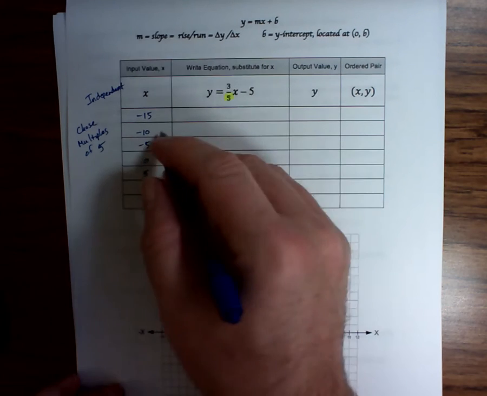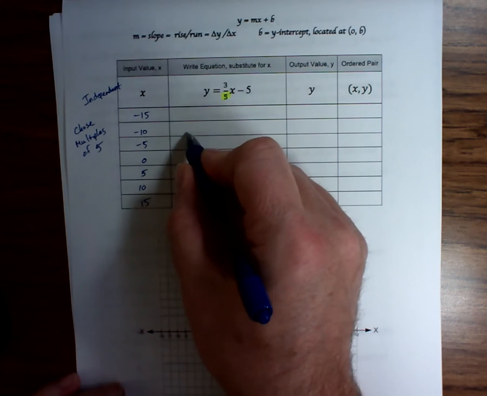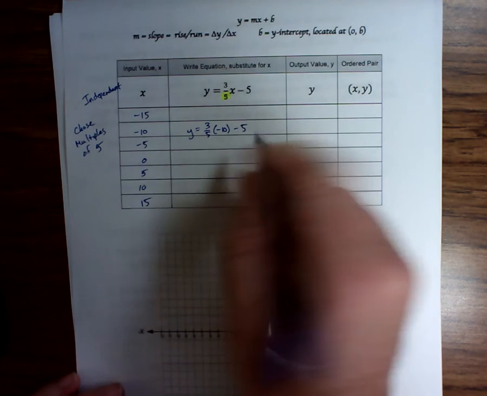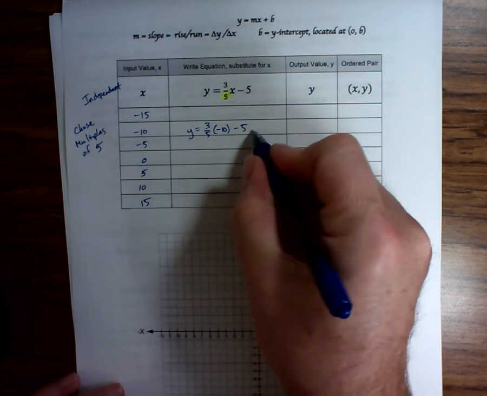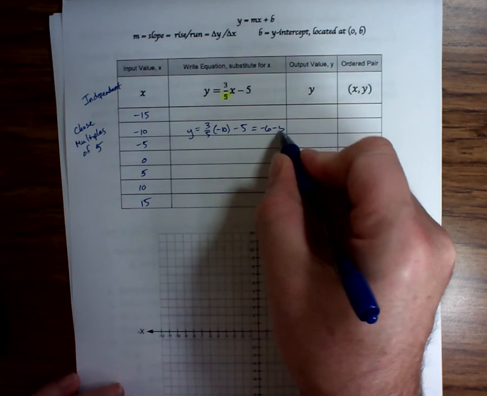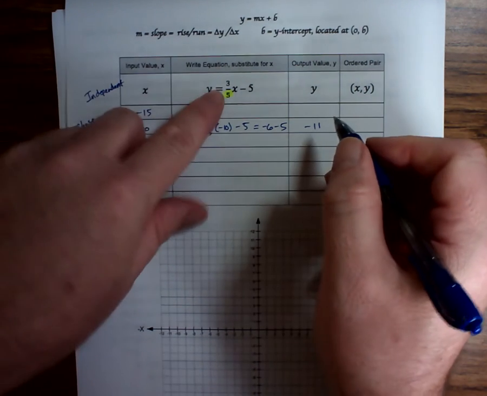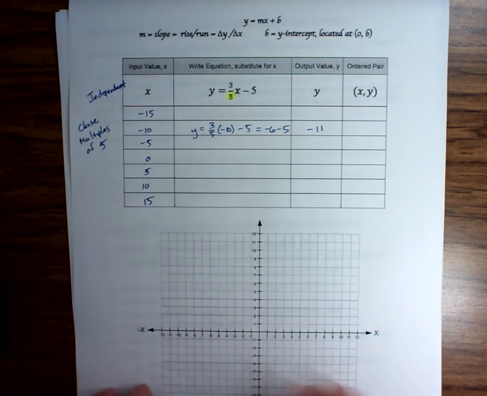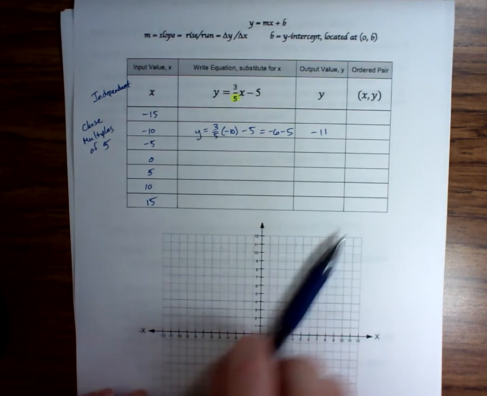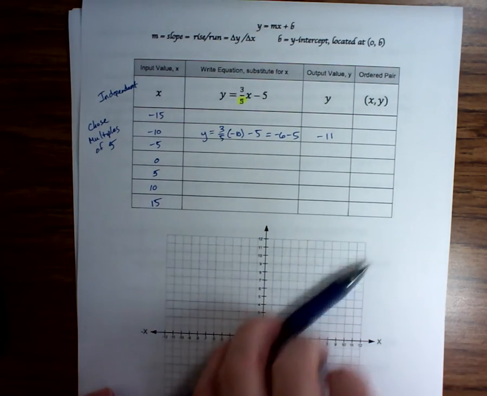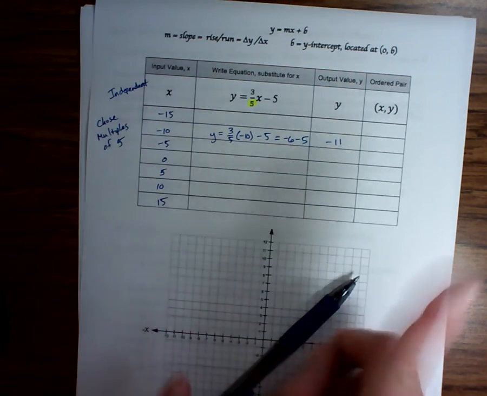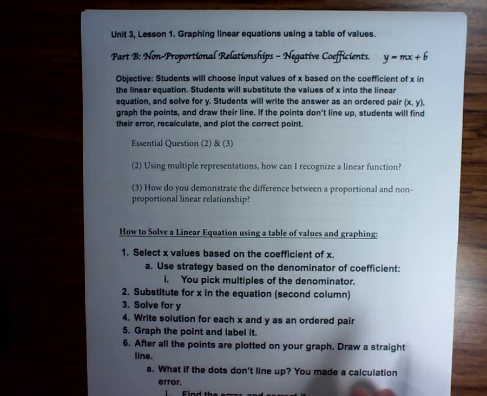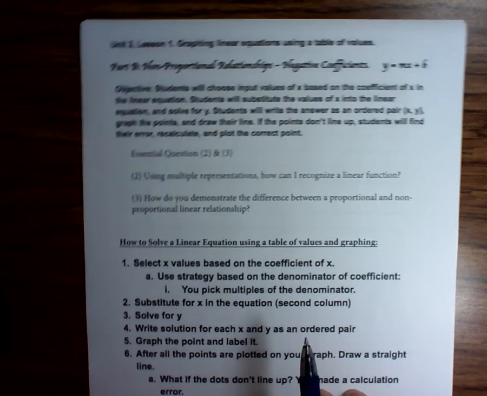Okay? So I would start with the negative 10. Y equals 3/5 times negative 10 minus 5. Negative 30 over 5 is negative 6 minus 5 is negative 11. So they should go up by 3 every time. Okay, once you've done the positive, remember positive 3/5, so all your graphs are going to be positives. They're all going this direction. So when we get to negatives, which is the next part, your graph's going to go the opposite direction.